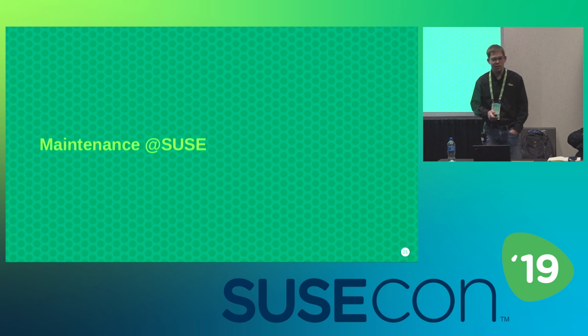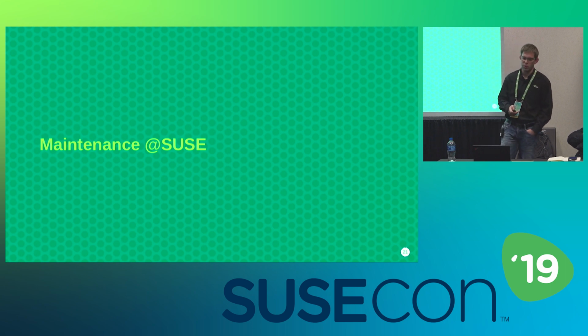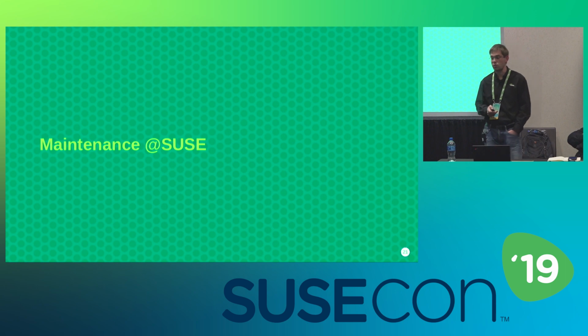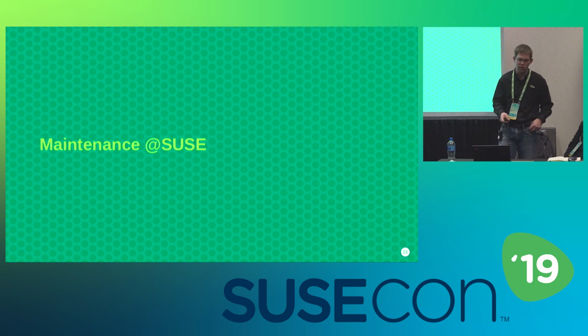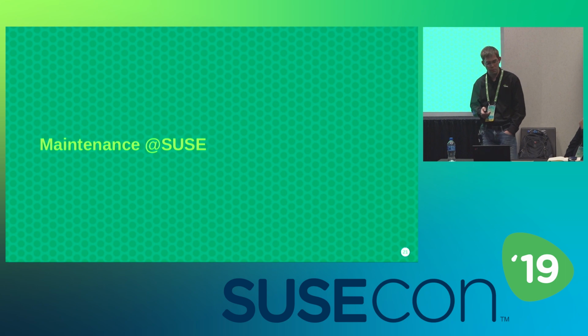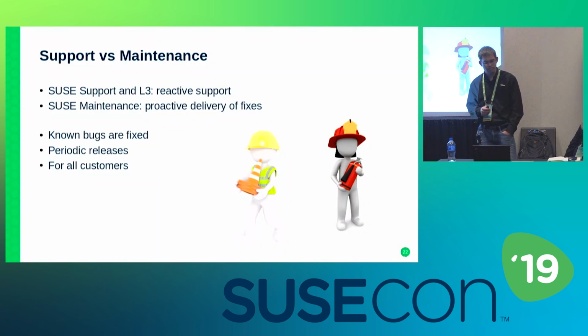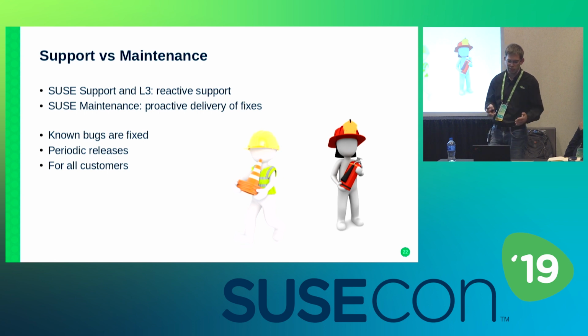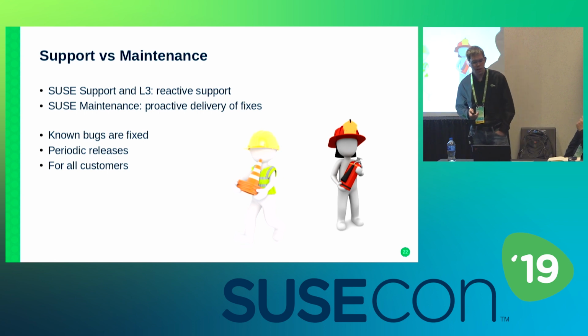All right. So that was about level 3 support, which could also be described as reactive support. I would like to briefly talk also about what we refer to as maintenance at SUSE, which is proactive delivery and proactive pushing of fixes for bugs to customers, because I think it's important to understand how these are connected. As I mentioned, reactive support, proactive support, that's L3 versus maintenance.